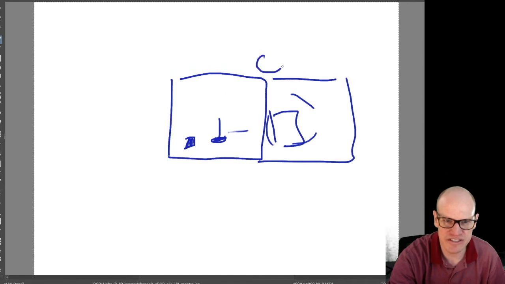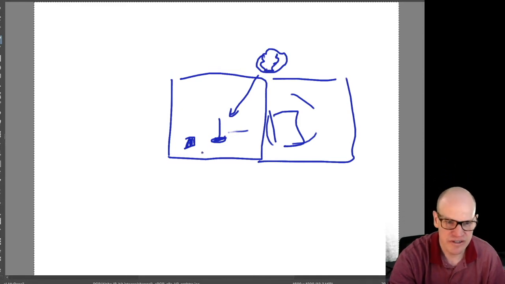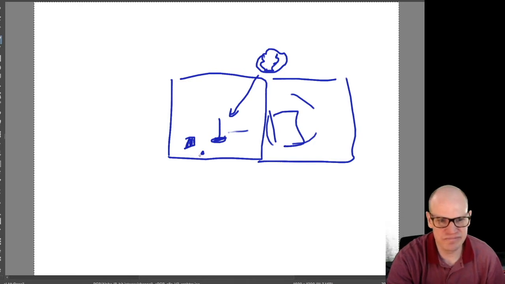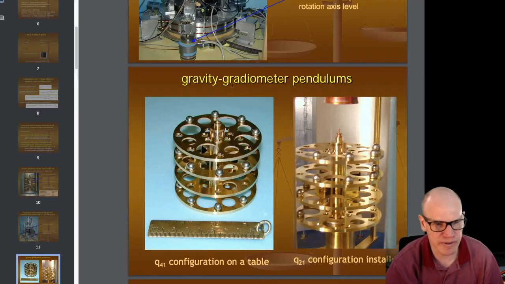Maybe there's a bird's nest up here, and the bird's nest creates a gravitational field, and that's going to affect things. And so you're going to counteract that bird's nest by putting, pick your favorite substance, chewing gum. You put a piece of chewing gum on the floor to counteract the effect of the bird's nest. And so you want to measure these gravity gradients, and that's what this pendulum is designed to do.